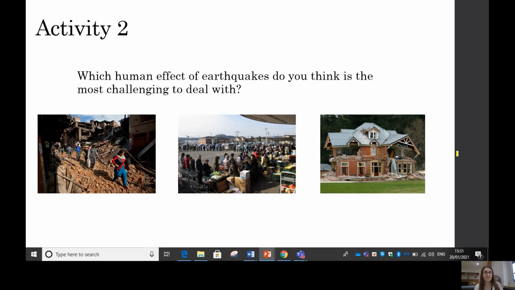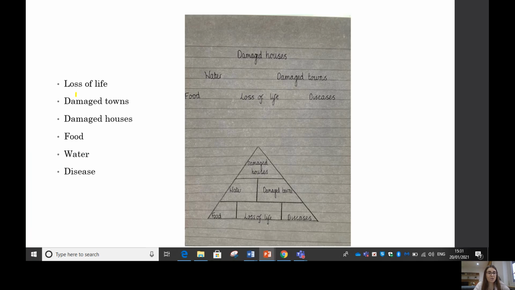Okay, for your second activity today, I'd like you to just have a think in your head about which human effect of earthquakes is the most challenging to deal with. So first of all, let's recap what our human effects of earthquakes we thought of were. We had loss of life, damaged towns, damaged houses, food, water, and disease.